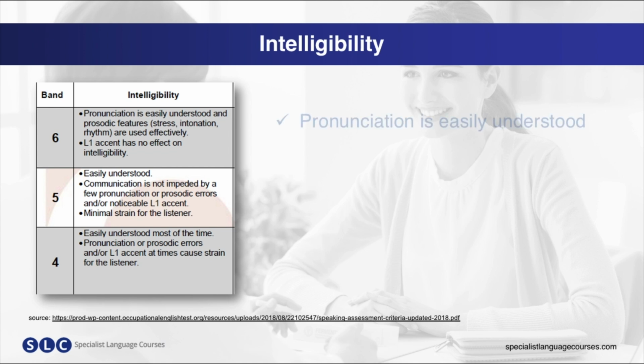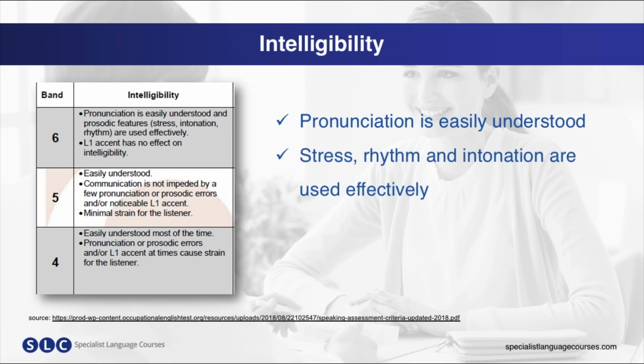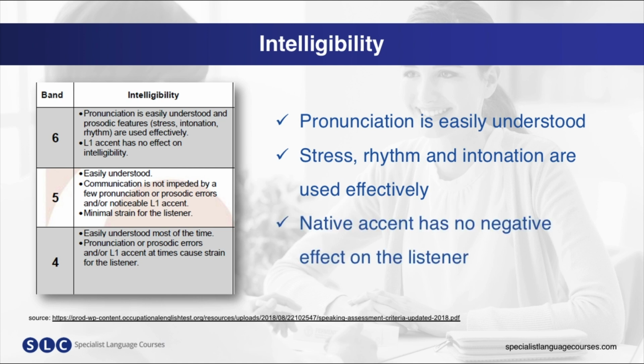So this means that your pronunciation is easily understood, stress, rhythm and intonation are used effectively, and that your accent doesn't have a negative effect on the listener. So how can you improve in this area? Let's take a look at what the examiner is looking for when you do your OET speaking roleplay.